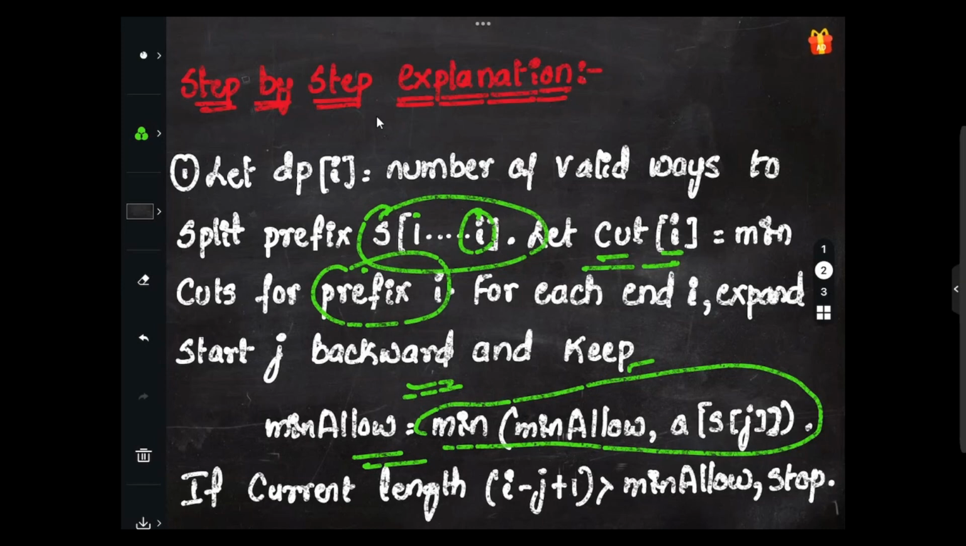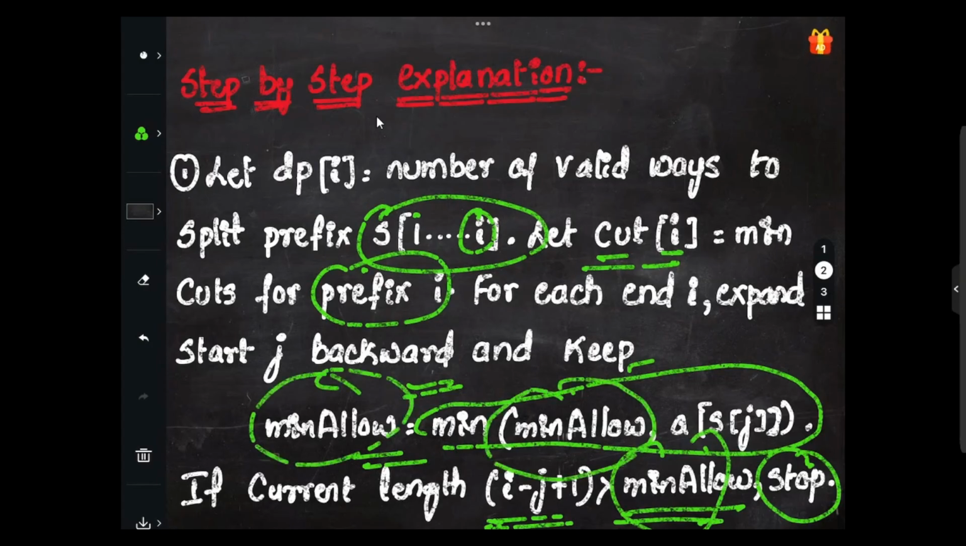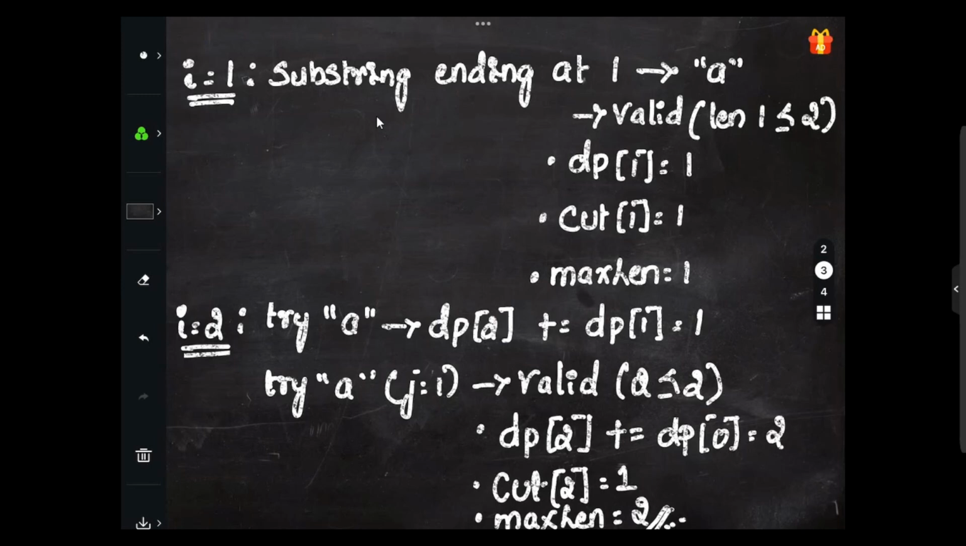So here, if the current length I minus j plus 1 is greater than min allow, then we have to stop accordingly with the code. This variable, min allow, we have considered here, right? Basically, in short, the min value. So if the current length I minus j plus 1 is greater than min allow, we have to stop at that point, right? So let's see the number of iterations, right?